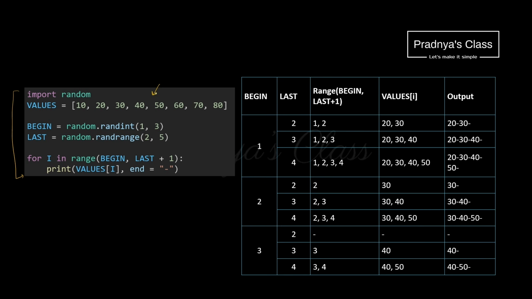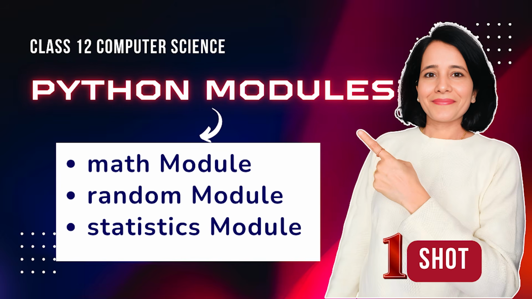We have a list of numbers. Using randint, we are setting the beginning value. It will be 1, 2 and 3. There is one more variable, last. Here we are using the randrange function. Hope you know the working of the randrange function. We have already discussed it in the previous video. If you did not check it, I will suggest you to go through that video.